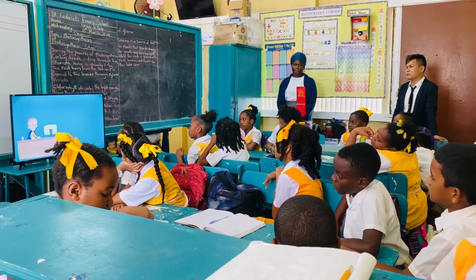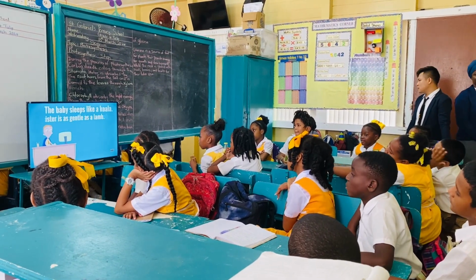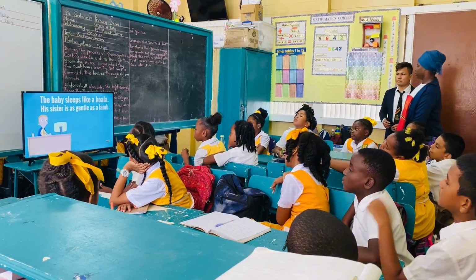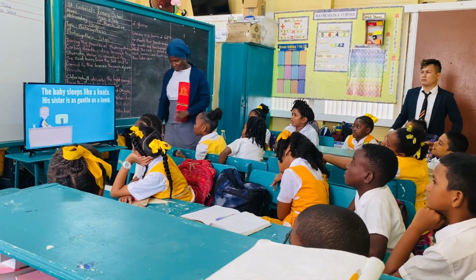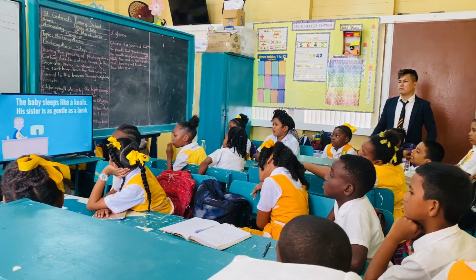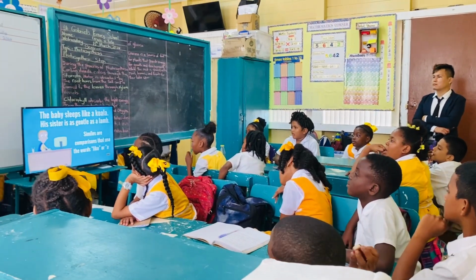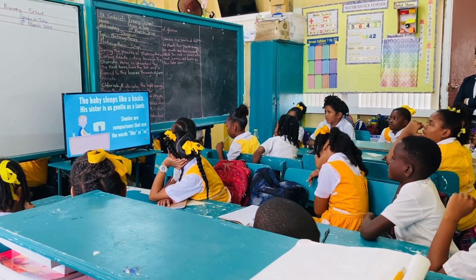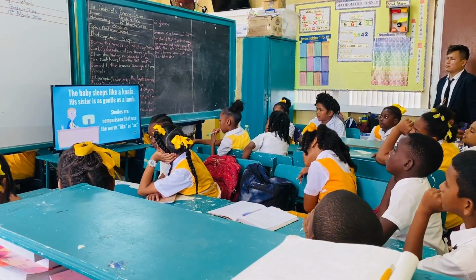Let's look at both of our comparisons again. The baby sleeps like a koala, and his sister is as gentle as a lamb. You want to know something interesting about these comparisons? These comparisons are similes. That's right. Both of these sentences are similes. You see, similes are comparisons that use the words like or as. If there's a comparison that uses the words like or as, then you know that that comparison is a simile.